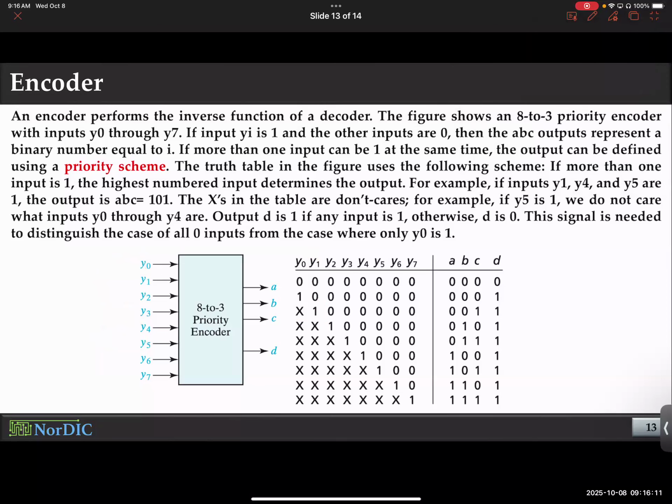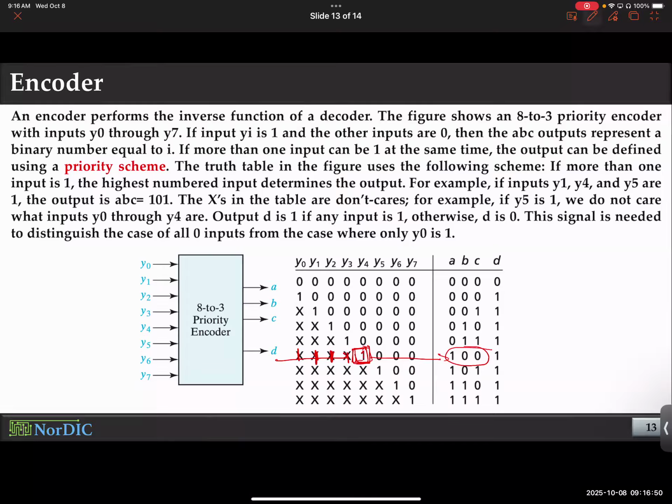Notice this example. Here, y4 is 1. Maybe y2 was also 1, y1 was also 1, but you don't care about any of them. You just look for the highest number that becomes 1, and you act accordingly. So it's all the same if only y4 is 1 and everything else is 0, or everything up to y4 is 1. You just respond based on the highest number that becomes 1. Are you all with me so far?